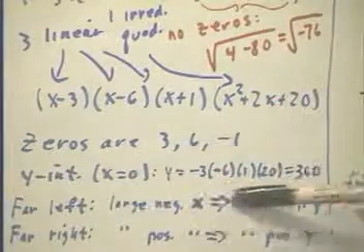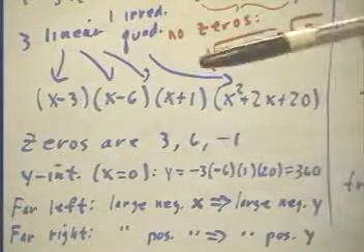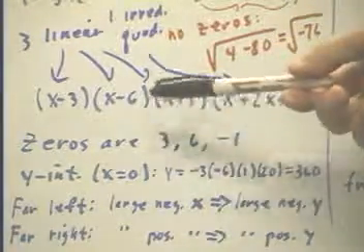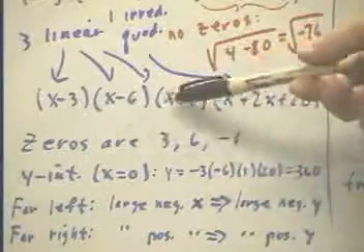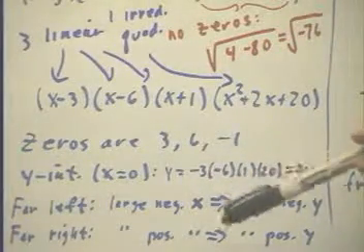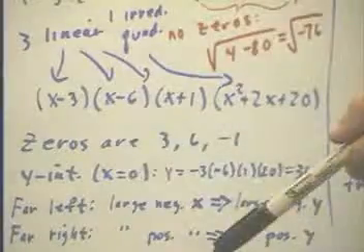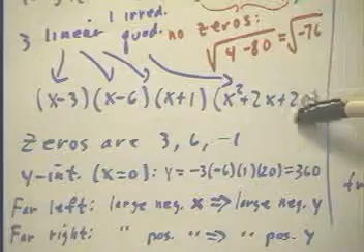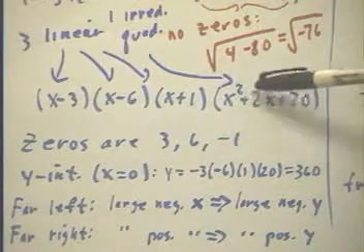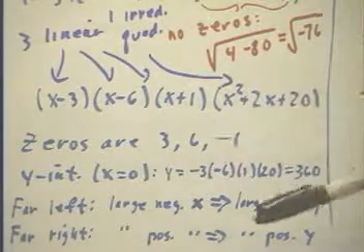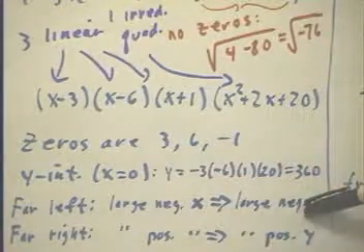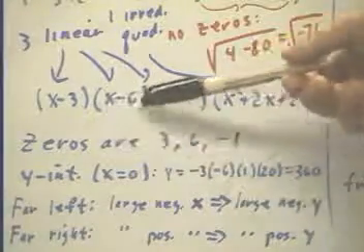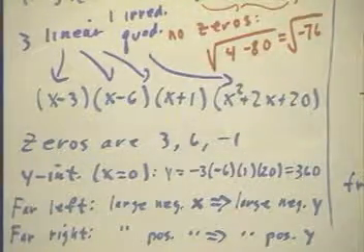Anyhow, the far left behavior: for large negative x, we get a really large negative y. Why is this? Because these 3 factors will always be negative if x is a large negative number. As long as x is less than negative 1, these are all going to be negative. This one, on the other hand, for large negative values will be positive because the x squared will dominate the rest of the terms, and it's always positive. So large negative x gives us large negative y, and large positive x gives us a large positive y, because clearly everything here is going to be positive if x is a very large positive number.